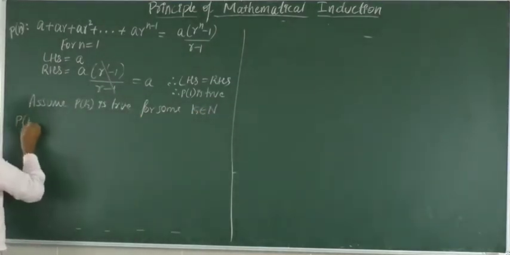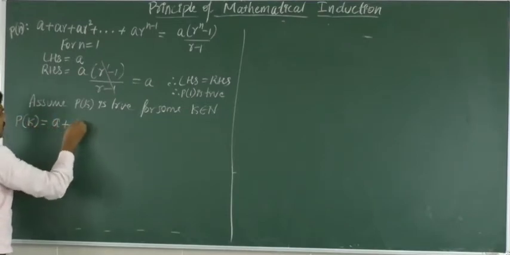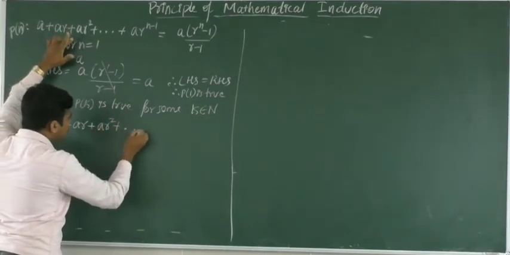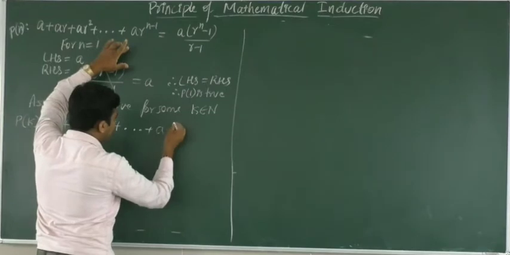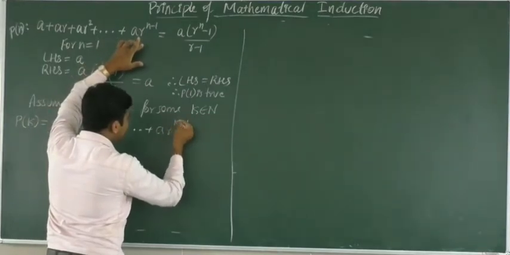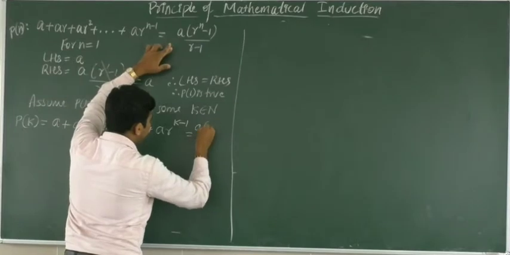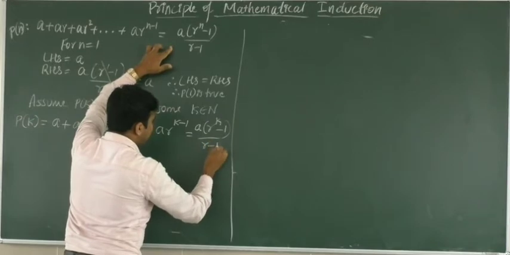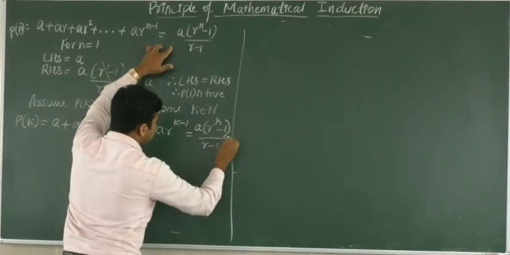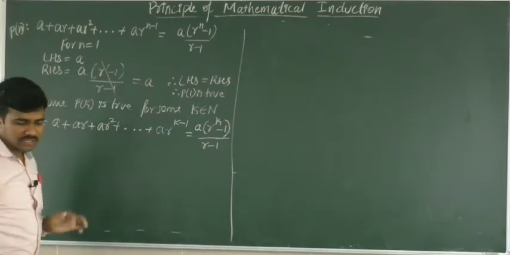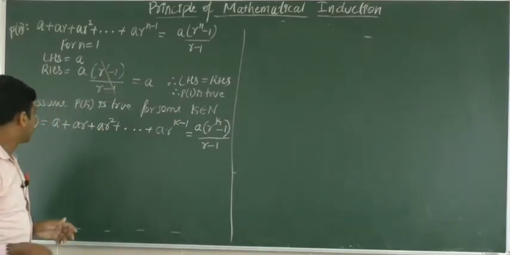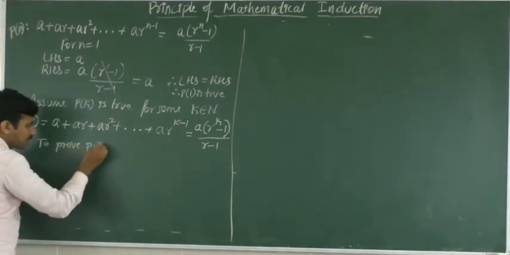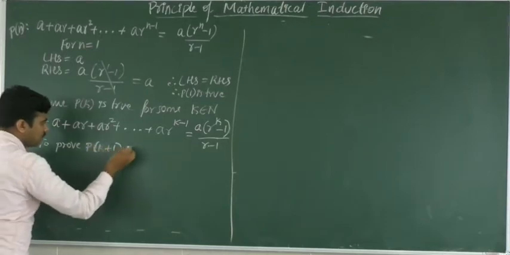So we'll get P of k is equal to A plus AR plus AR square plus and so on plus AR to the power k minus 1 is equal to A into R to the power k minus 1 whole divided by R minus 1. So this is the result we are assuming, our assumption that P of k is true. Now to prove P of k plus 1 is true.